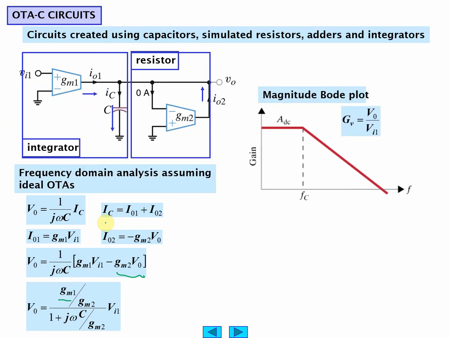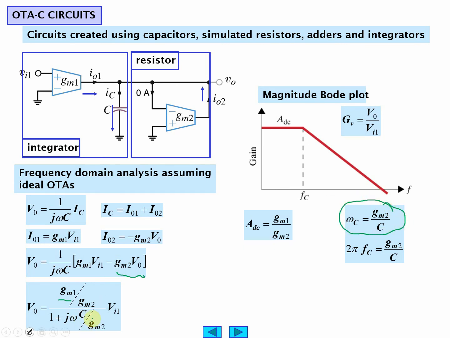Okay. It is a pole, so it's going to start flat and then it's going to decrease. So this is a low pass filter. Frequency given by this here, you'll notice.